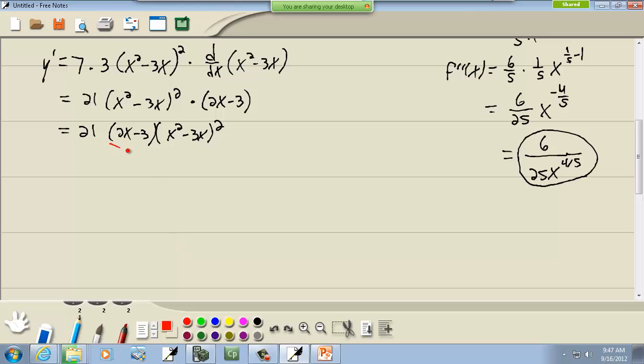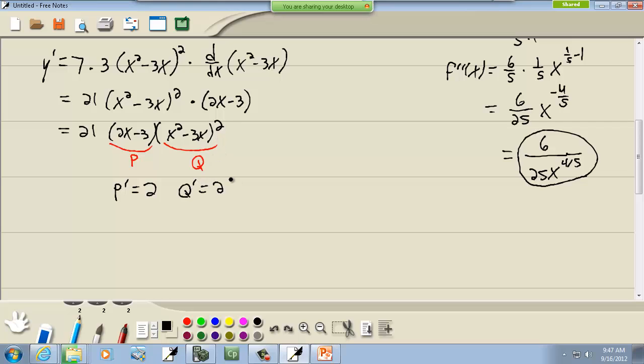So here we got something times something else. So that'll be P and that'll be Q. Well, for our product rule, we need P prime. So the derivative of 2x minus 3 is 2. And for Q prime, we have to use chain rule again.